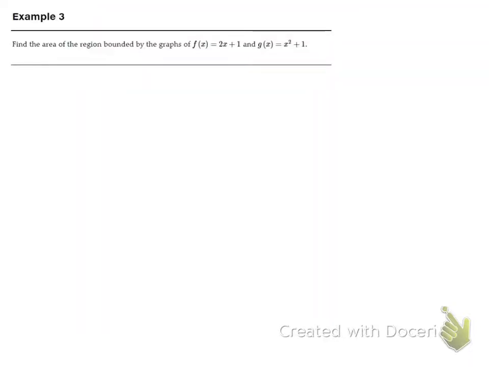So let's do an example. Let's find the area bounded by the graph of f of x equals 2x plus 1 and g of x equals x squared plus 1. So we know that we basically want to find the integral of either f minus g or g minus f. But we're not sure what the limits of integration are, and we're not sure whether it's going to be f minus g or g minus f, but we kind of have an idea of what we want to do. But to figure out exactly what it's going to be, it's a good idea for you to graph it. It's kind of hard to do these problems unless you graph the functions first. So go ahead and graph the functions.